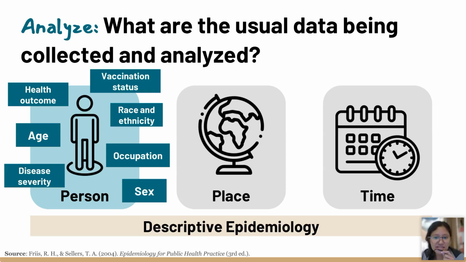So these are the examples of analysis describing a person. We can look at their health outcomes, severity of the disease of the patient, vaccination status, or even their race and ethnicity, their occupation, sex, and age.